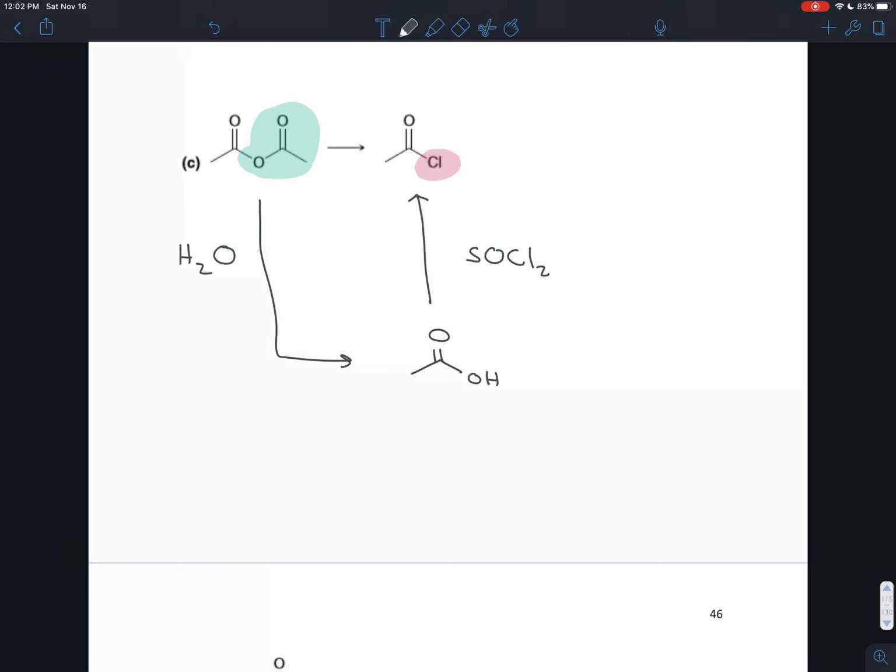So, because it's so reactive, we don't have to acid catalyze it. It'll just react with water. You can do this. Water is a good enough nucleophile. This is a good enough leaving group to make that transformation happen. So this process only has 2 steps. The first step is shake it up with some water. And the second step, carefully shake it up with some thionyl chloride.